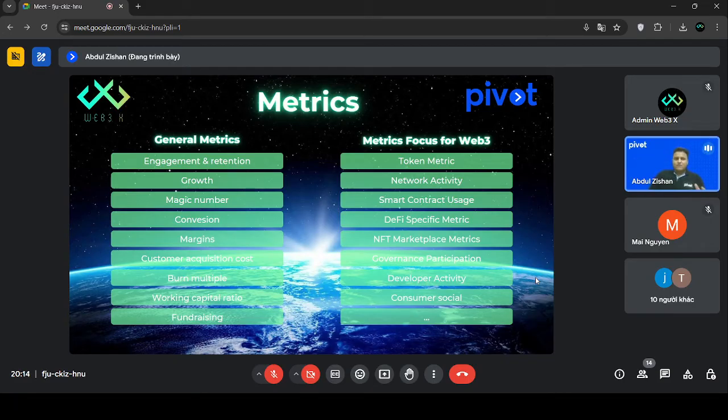Apart from that, whenever we are talking particularly about a Web3 project, a Web3 startup, projects span a wide range of sectors, each of which has its own key metrics. Some of the ones I have identified are on the right side of the table. These could be the token metrics. These apply to most projects and include metrics like token velocity, distribution, liquidity, network activity and growth, smart contract usage, DeFi specific markets, NFT marketplace, governance participation, and your developers' activities.